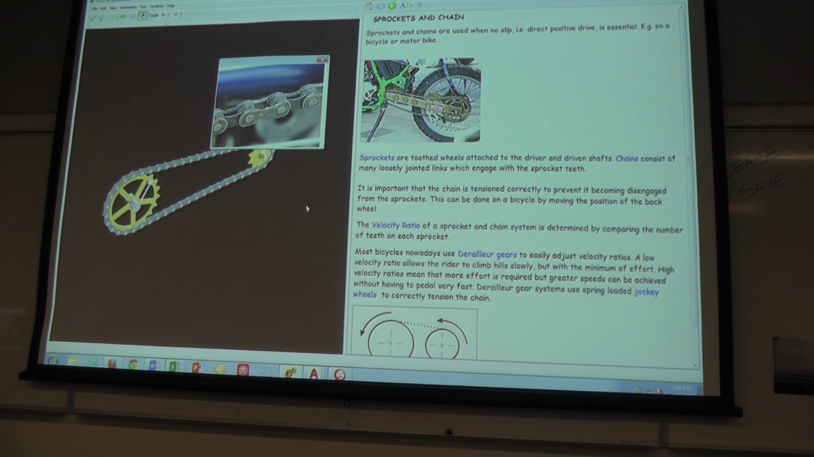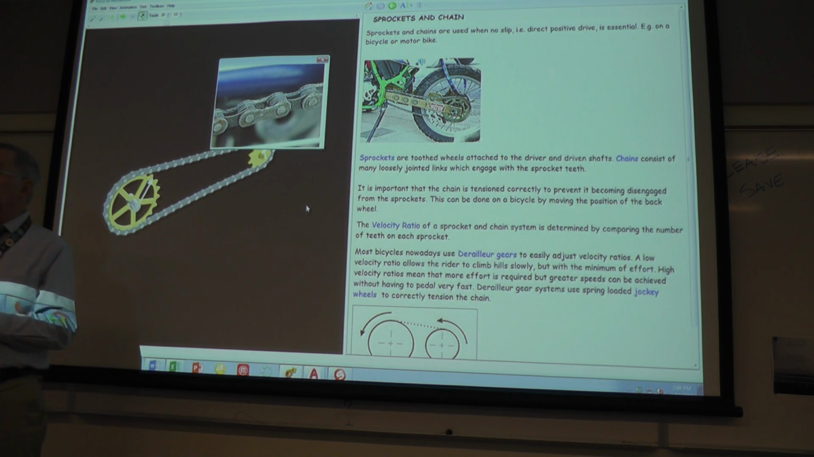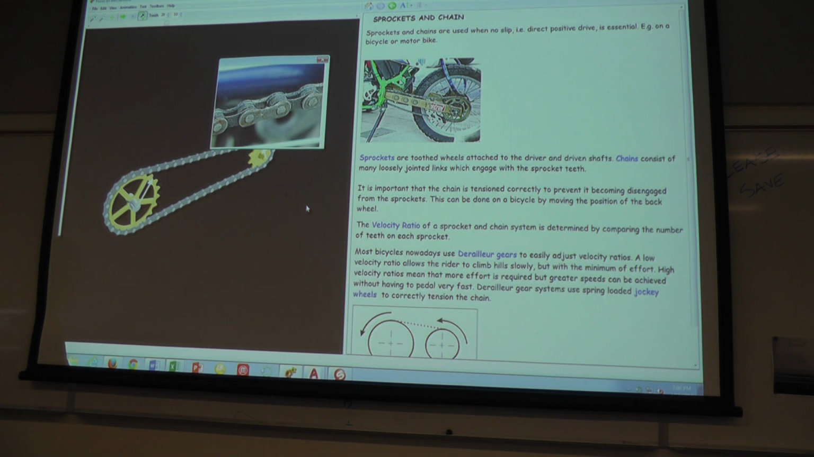There are lots of different types of chains that exist in the world and in industry. You can read in the textbook, you should read in the textbook about the different types and styles of chains. So I won't bore you with all of that, and I will expect you to look at that. This is a roller chain, which is highly prevalent in industry for the chain drives that exist out there. It's important that the chain is tensioned correctly to prevent it becoming disengaged from the sprockets.